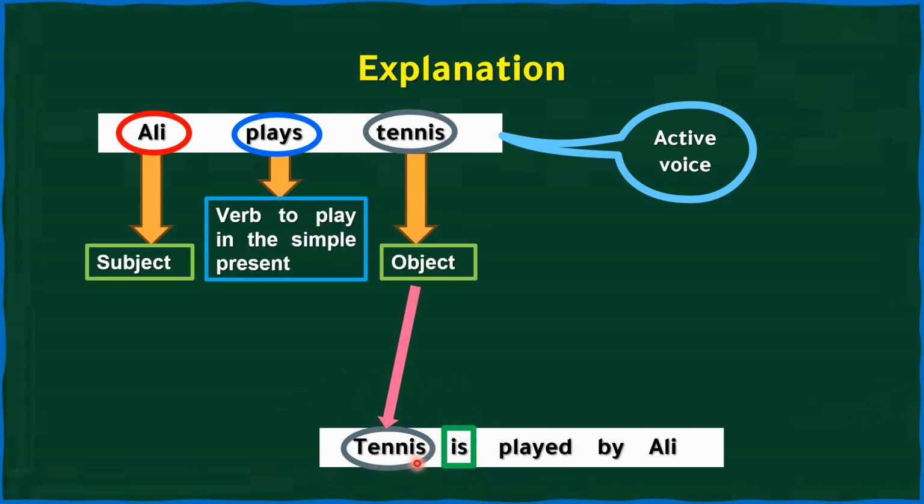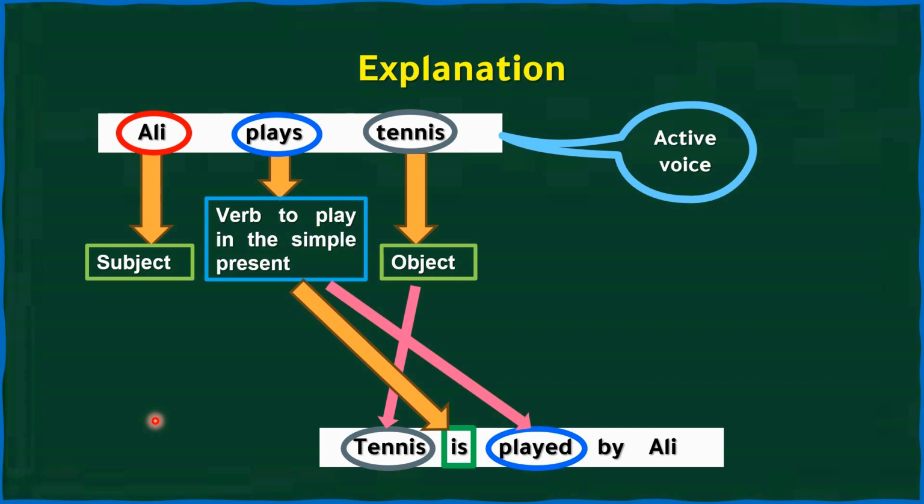So here we have tennis is, very good. And we add the past participle of the verb to play. Here plays is the verb to play. The past participle of play is played, and it is a regular verb, that is to say, regular verbs are verbs which take ed in the past participle, like, for example, like, liked, regarded.